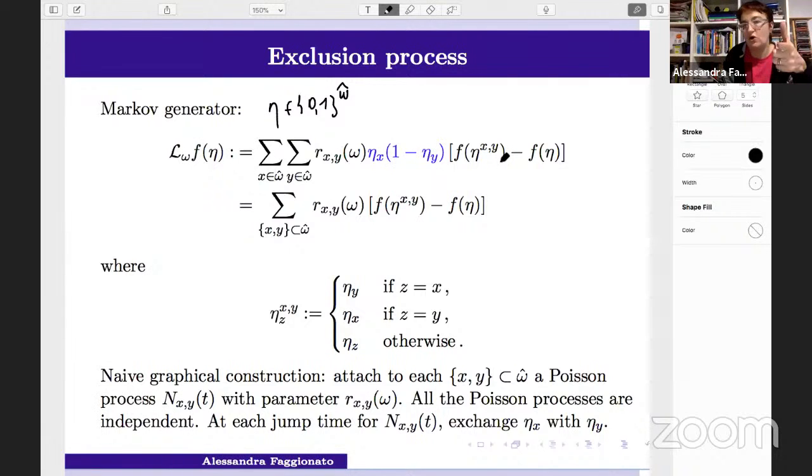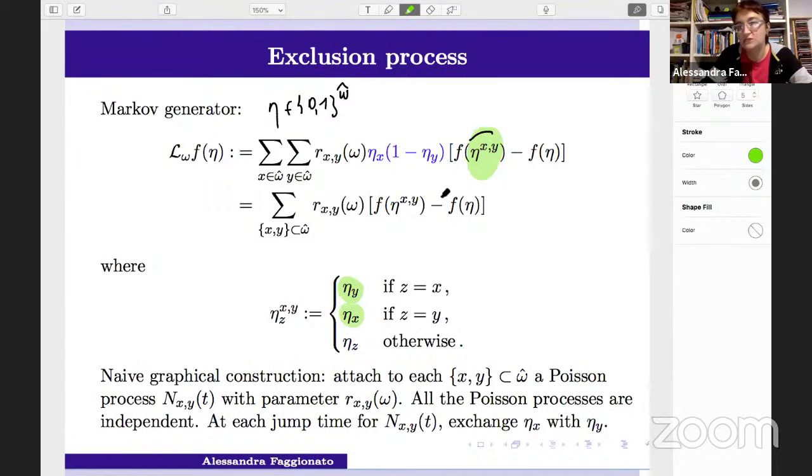This is 1 only when you have a particle in x and no particle at y. And then here you have the variation of F before and after the jump of the particle. This configuration, eta^{xy}, is the configuration that you obtain by exchanging the occupation values in x and y. So this configuration at z is equal to the original configuration at y if z is equal to x, at y it is equal to the original configuration at x, and at the other sites nothing has changed. So you can also think of the exclusion process as an exchange process. For each unordered pair of sites x and y, the generator is the sum over the unordered pairs of the jump probability rate between x and y, times this difference.